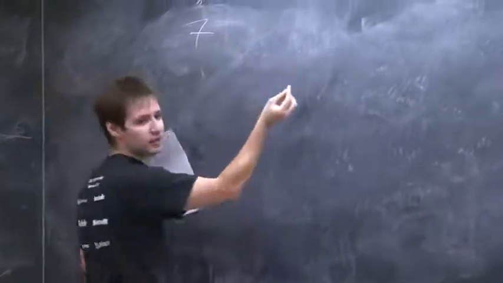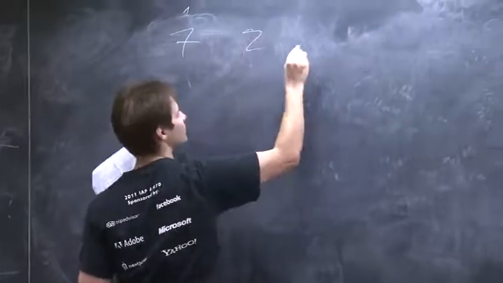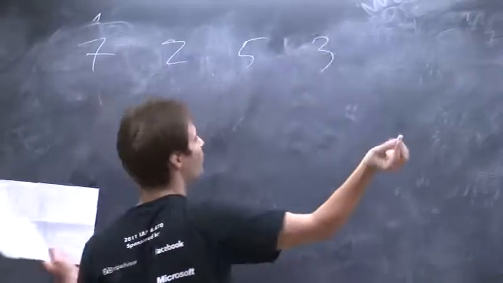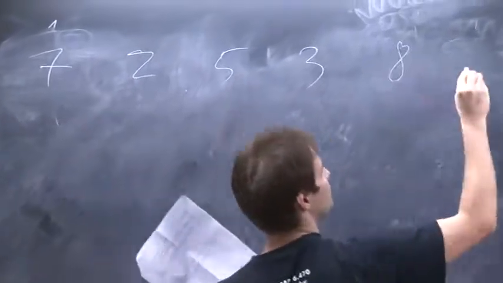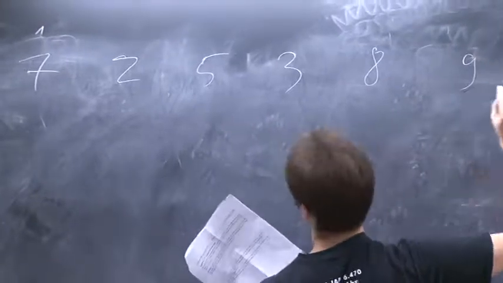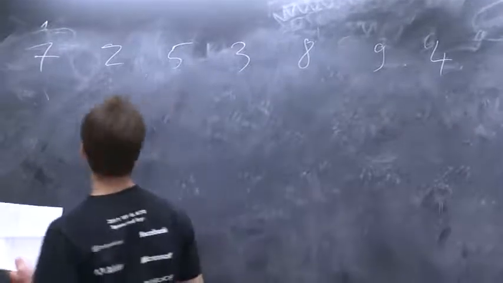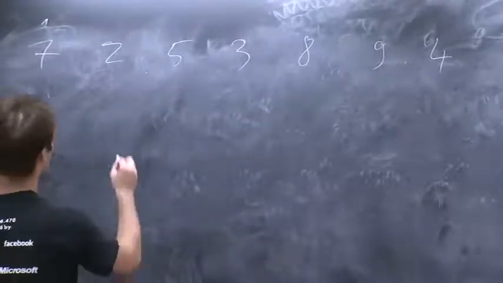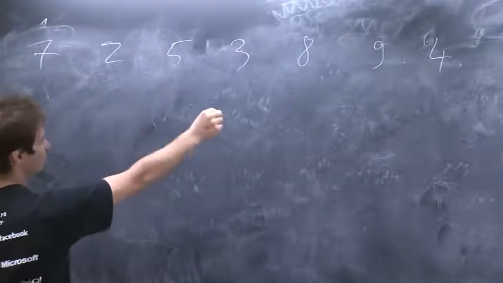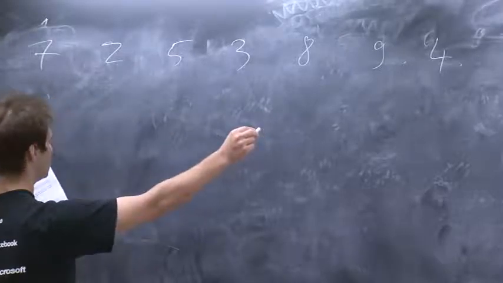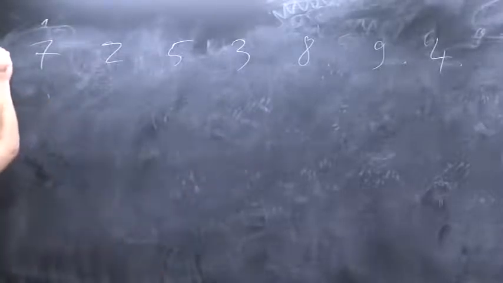All right, so we have an array of random numbers: 7, 2, 5. This time there's no order in it. 8, 9, I said 2 already. 4. And we tell you that the array has 2 to the n numbers to make the problem easier. 1, 2, 3, 4, 5, 6, 7, 6.